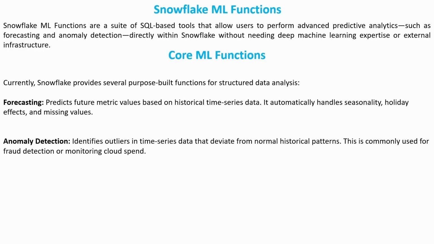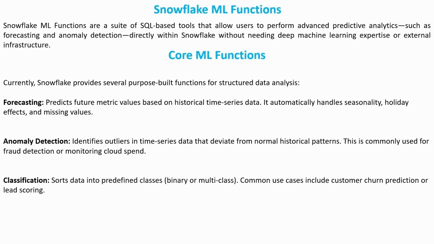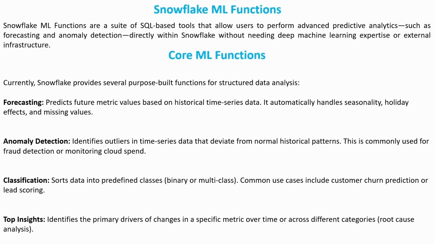Next up is anomaly detection. It identifies outliers in the time series data that deviate from normal historical patterns. This is commonly used for fraud detection or monitoring cloud spend. Third is classification. It sorts the data into predefined classes. Common use cases include customer churn prediction or lead scoring. And the fourth one is top insights. It identifies the primary drivers of changes in a specific metric over time or across different categories. It is very beneficial in root cause analysis.